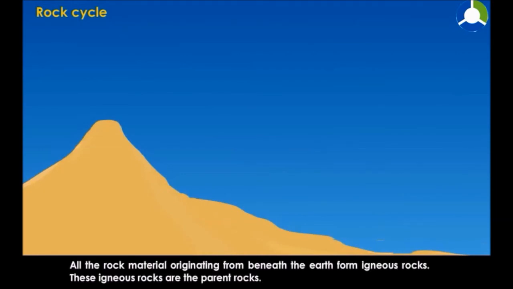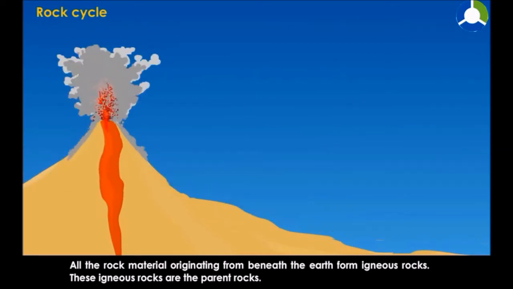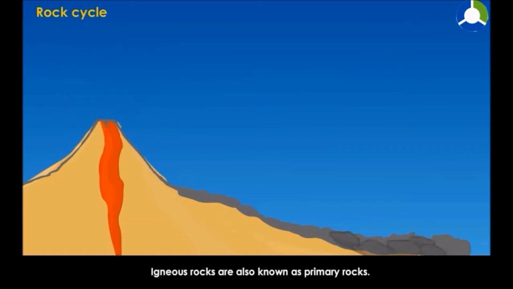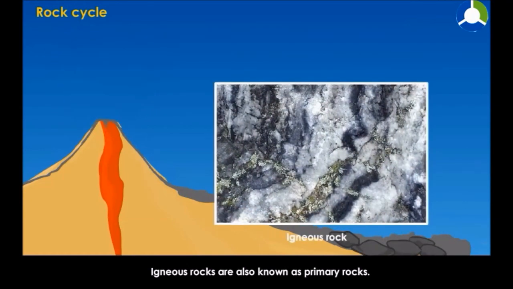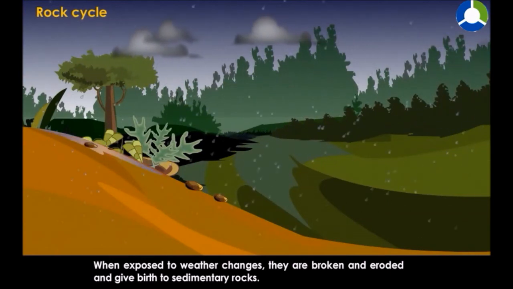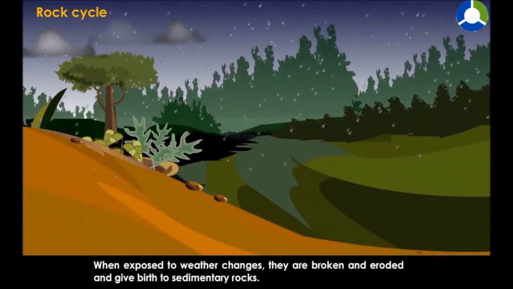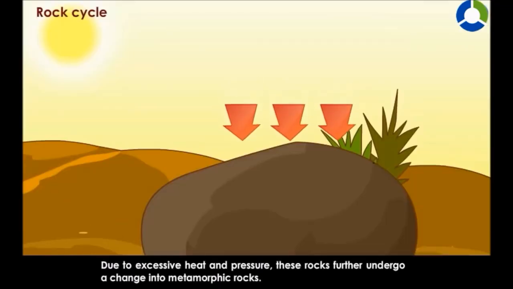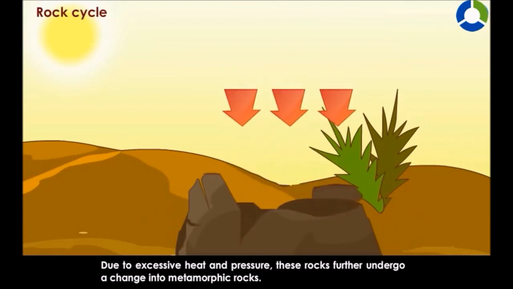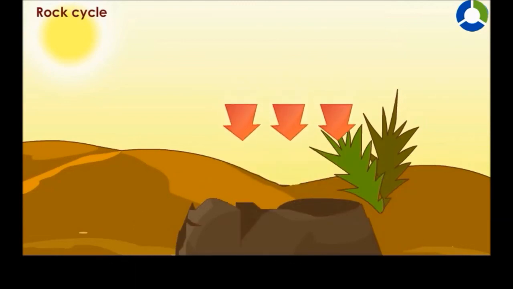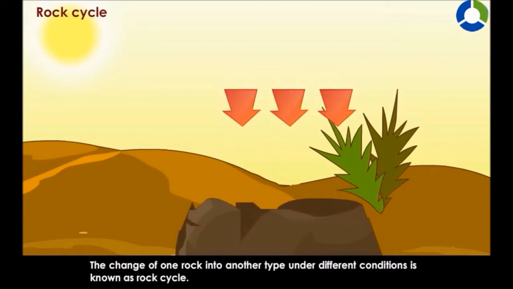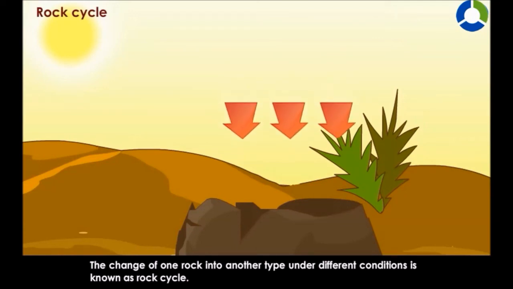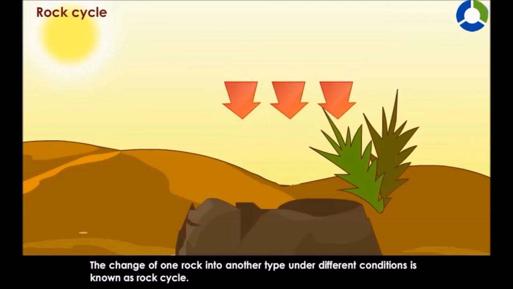Rock cycle. All the rock material originating from beneath the earth form igneous rocks. These igneous rocks are the parent rocks. Igneous rocks are also known as primary rocks. When exposed to weather changes, they are broken and eroded and give birth to sedimentary rocks. Due to excessive heat and pressure, these rocks further undergo a change into metamorphic rocks. The change of one rock into another type under different conditions is known as rock cycle.